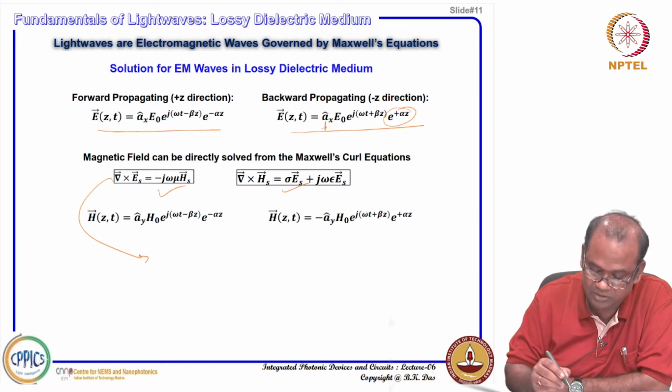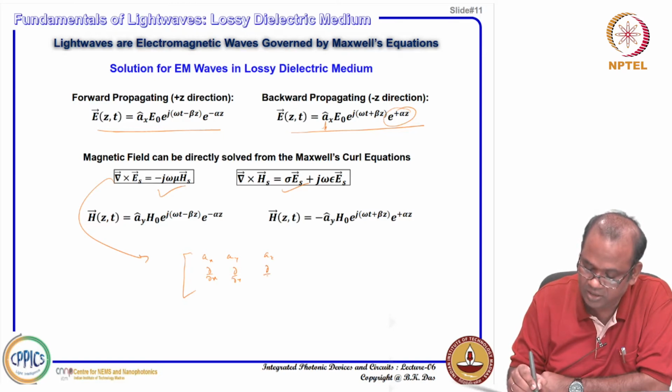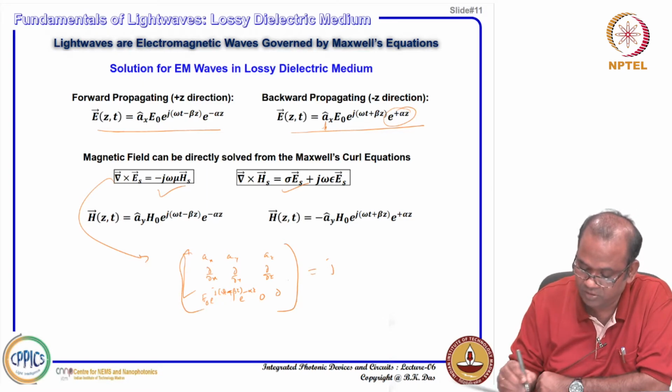For example, curl Es: if you just write it out, Ax, Ay, Az, del x, del y, del z, and then I have the electric field only in the x direction. I have E0 e to the power j omega t plus beta z, e to the power minus alpha z, 0, 0. So this is the thing, and on the right hand side I can put minus j omega mu, and I can write Hsx, Hsy, Hsz. These are the 3 components.